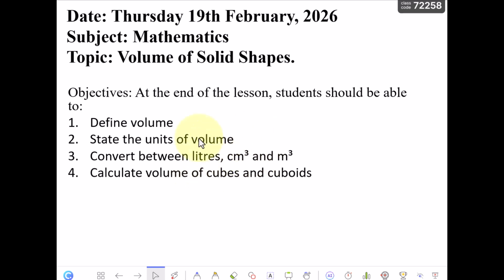Then we are going to look at some conversions between the units of volume, which are liter to centimeter cube to meter cube, and just like that. But this third objective, we're not going to spend much time on it because we may not really do examples on it until you go higher to JH2 or JH3. That's when we'll focus on this area. Then finally, we do simple calculation on volume of cubes and cuboids. So that is our objective for today.